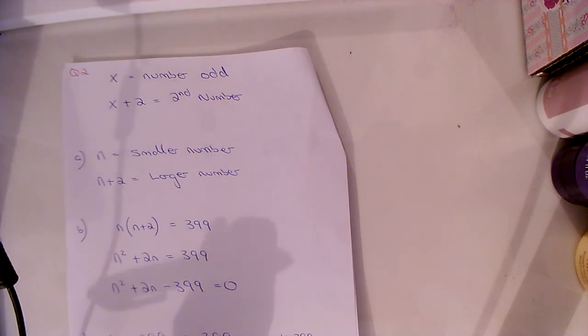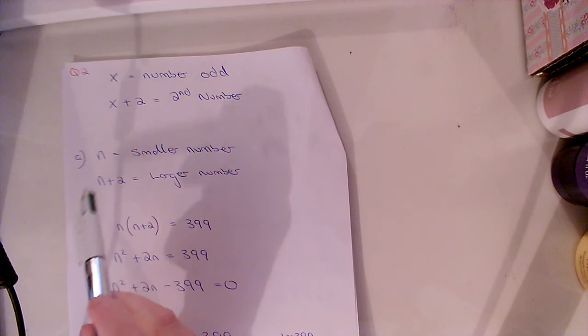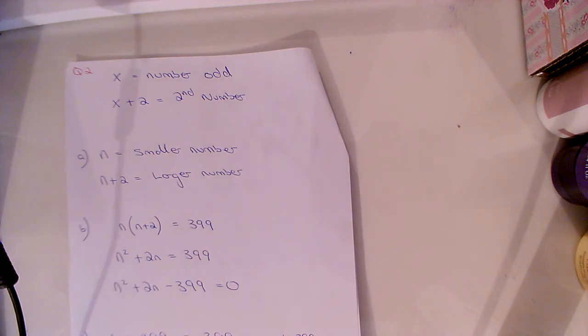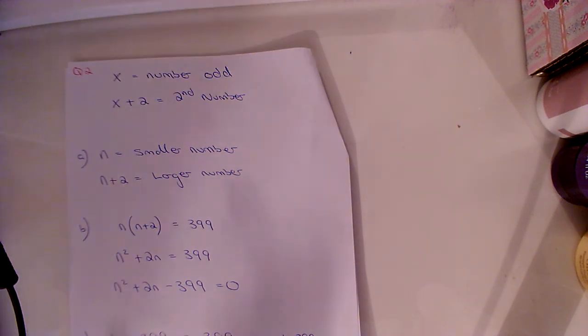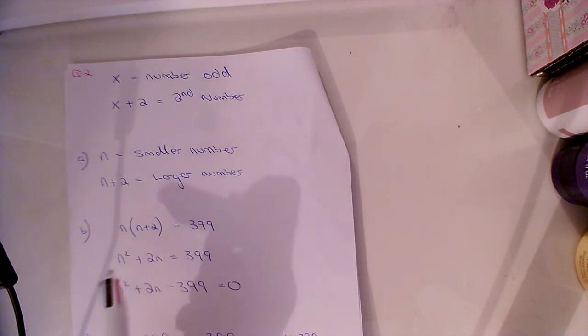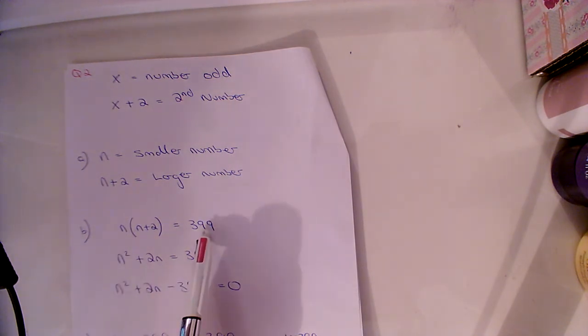Okay? Right, so in this question, it asks me if the smaller number is n, so I say n is equal to the smaller number, and then it says find the larger number in terms of n. My larger number then is going to be n plus 2, that's my larger number. Part B then says write down a quadratic equation in n that represents the above information. Okay, so my product gives me 399. I told you earlier product means to multiply. So I have n bracket n plus 2 is equal to 399.